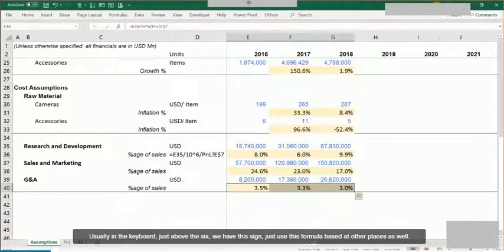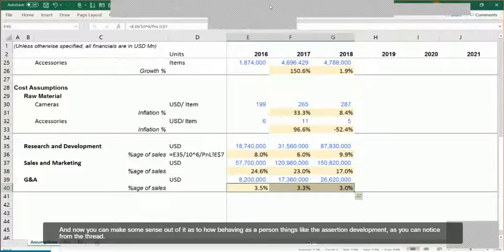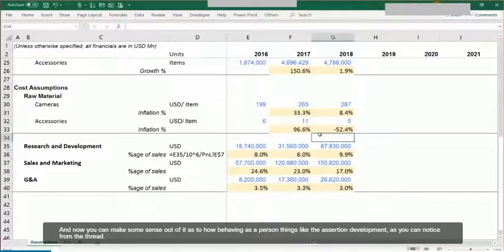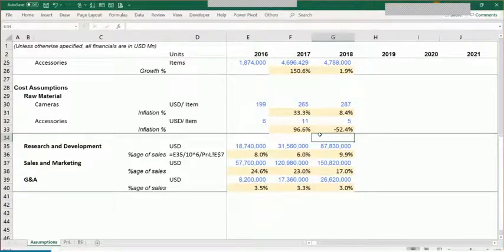And now you can make some sense out of it as to how this is behaving as a percentage of sales. Like the research and development, as you can notice from the trend, it has been usually in the range of about 7, 8%, 9%. The sales and marketing is roughly about 20%, 22%. The G&A expenses are in the range of about 3 to 3.5%.